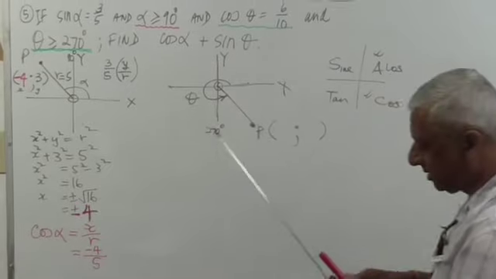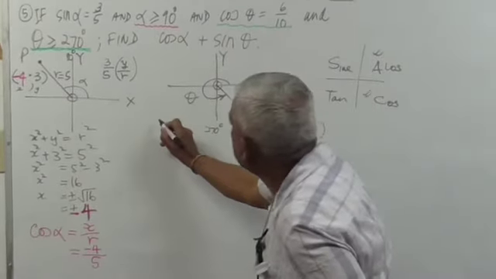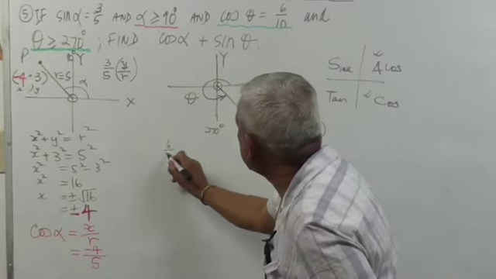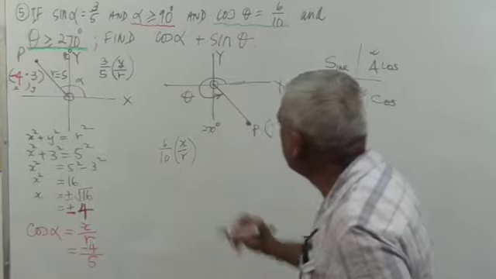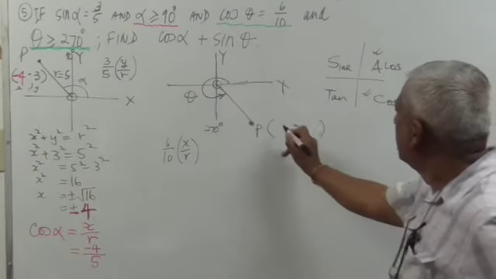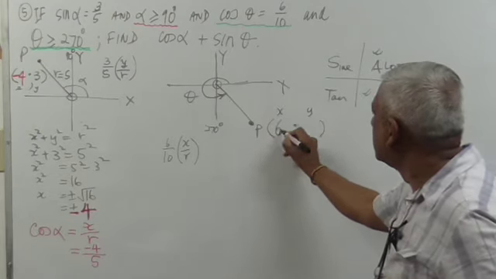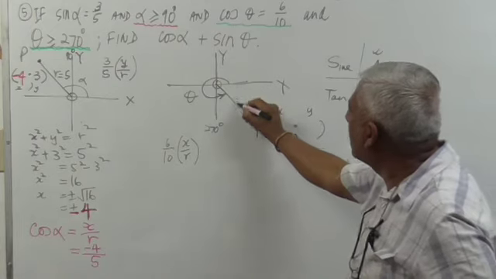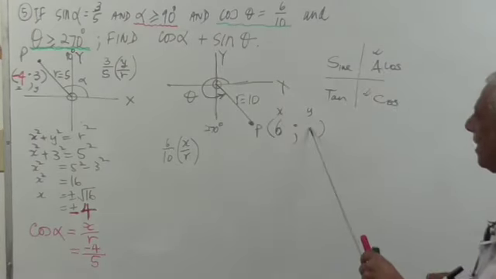Your angle is theta. So you are given 6 over 10. So let's write it here. 6 over 10. And it's cos. That means that's x over r. Now x over r. So this is x. This is y. X is 6. R is 10. We are trying to find y.